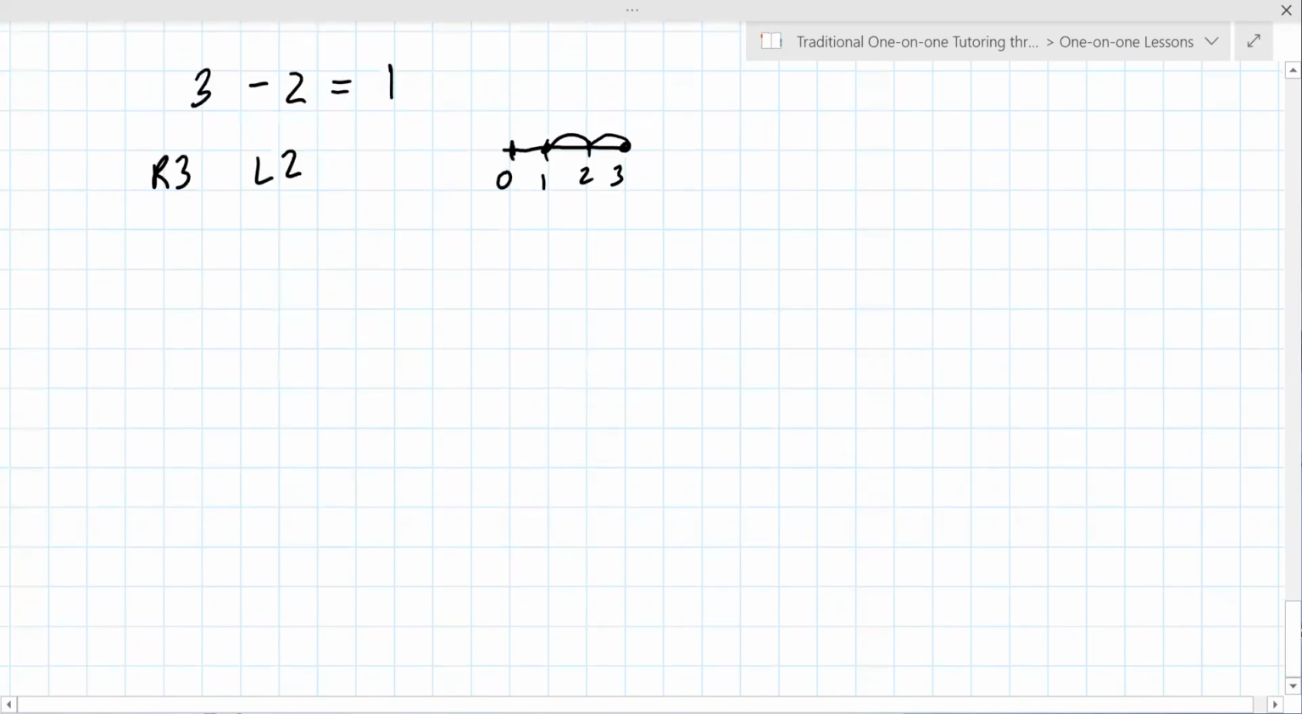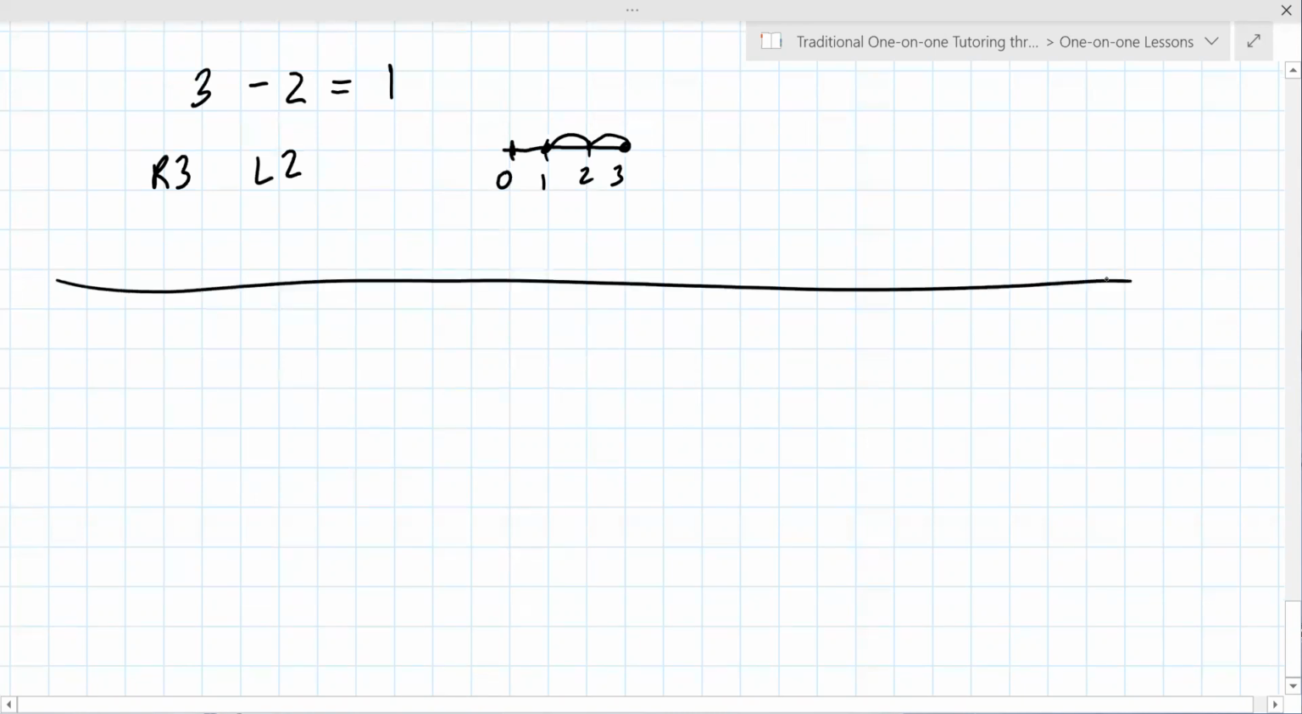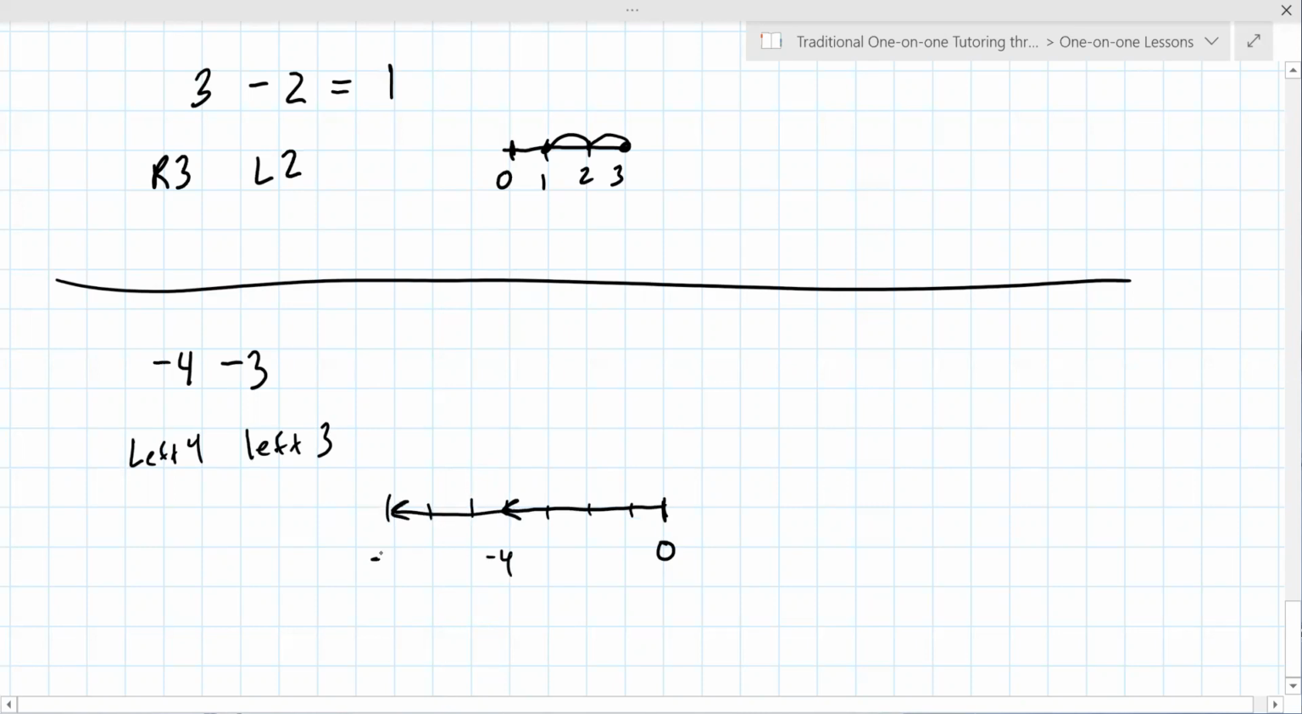Okay. Let's try another one here. What is minus 4 minus 3? And again, minus 4 means you're going left 4 from 0, and then minus 3 means you're going left 3. So you're always going left, right? If you start at 0 and you go left 4, 1, 2, 3, 4, minus 4. And then you go left 3, 1, 2, 3. Where are you at now?